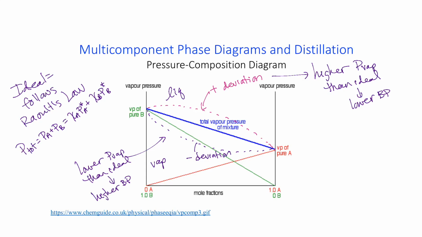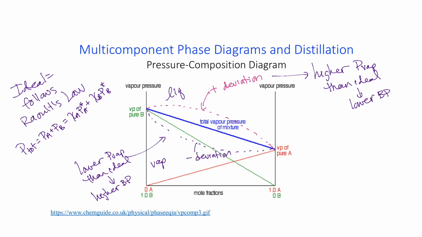So again, we could have different scales of deviation from Raoult's law depending on our mixture. If you have a solution that deviates very strongly from Raoult's law, though, it can be significant enough that it will be impossible to separate the components completely.